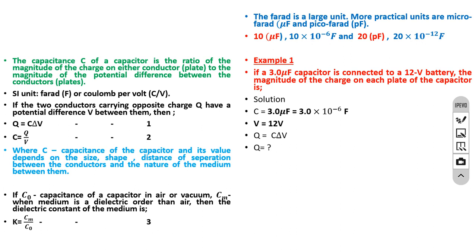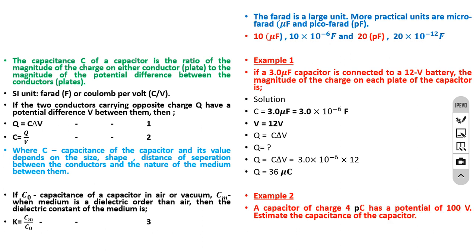What could be the possible answer? I would like you to do the substitution because we have C here to be 3.0 times 10 to the power minus 6 farad, and V is 12. Just multiply both of them and check what your answer would be. Q equals question mark. Okay, this is what I wanted you to do. 36 microcoulombs.